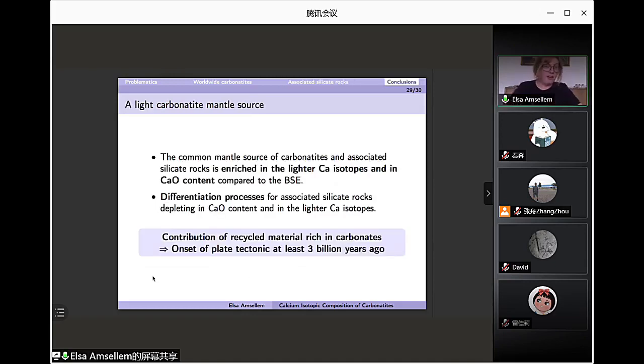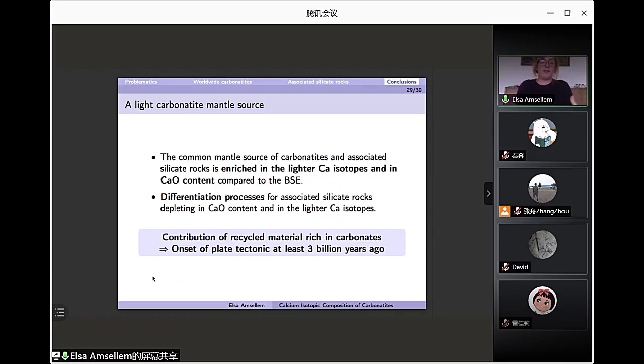So to conclude for this study, we have analyzed a lot of carbonatites from different parts of the world. They all present an enrichment in the lighter calcium isotopes, and are very different from any other igneous rocks. And their mantle source is also enriched in calcium content. We also showed that differentiation processes occur only for associated silicate rocks that deplete in calcium contents and deplete in the lighter calcium isotopes.